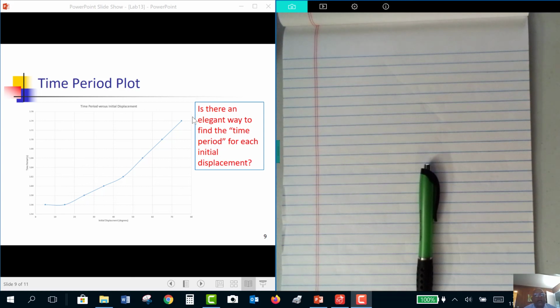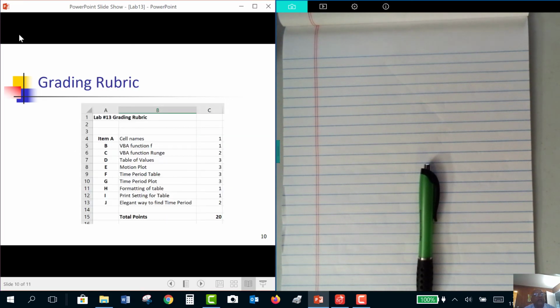Okay, folks, so I did my time period estimation in a very silly way. Can you develop a formula or a technique that is elegant to find time period for each initial displacement? So I would like you to put in a text box or give me some idea and see if you can figure this out. So here is our grading rubric.